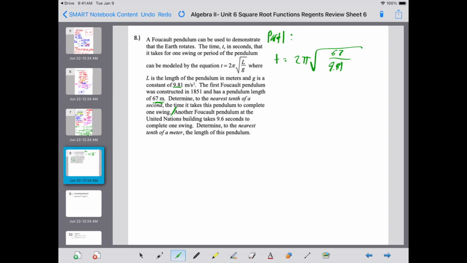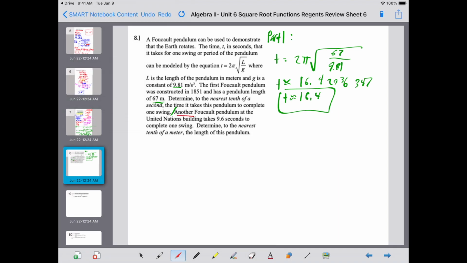2 pi square root 67 divided by 9.81. So t is approximately 16.42036347, nearest tenth of a second. So, whoops, didn't mean to move the decimal. 16.4 seconds. Let's do question 2 now.